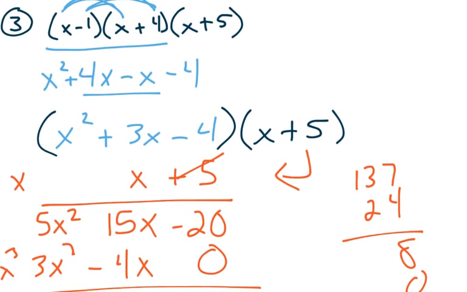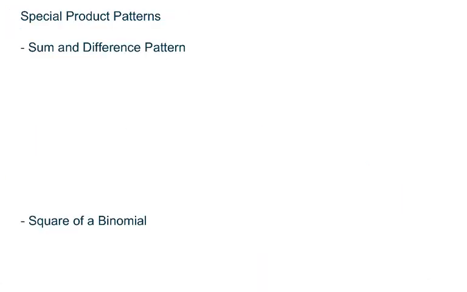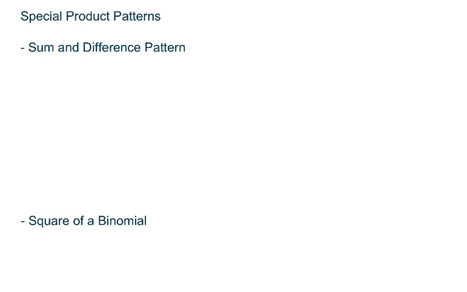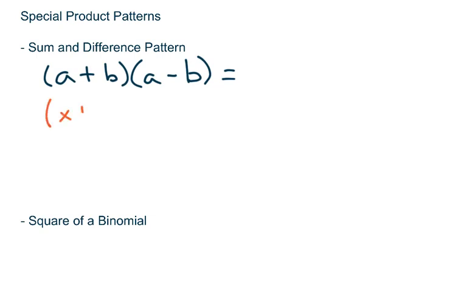X minus 1 times x plus 4 times x plus 5. Now, there are some types of multiplying polynomial patterns, and those are special patterns, okay? I've got 3 of them for you: the sum and difference pattern, the square of a binomial, and the cube of a binomial. The sum and difference pattern, what this says is if we have a plus b times a minus b, okay? So let me give you an example, something like x plus 2 times x minus 2.